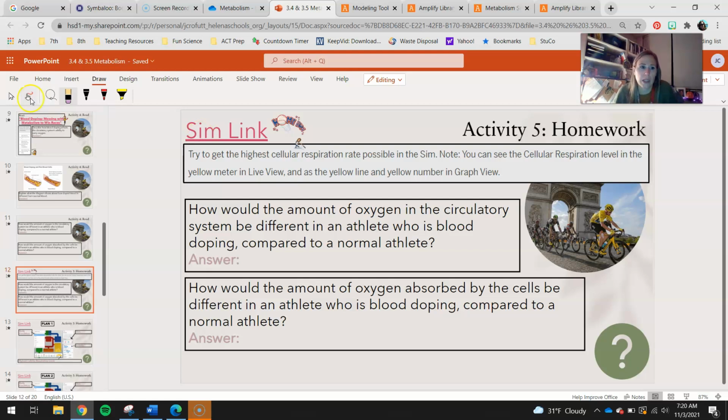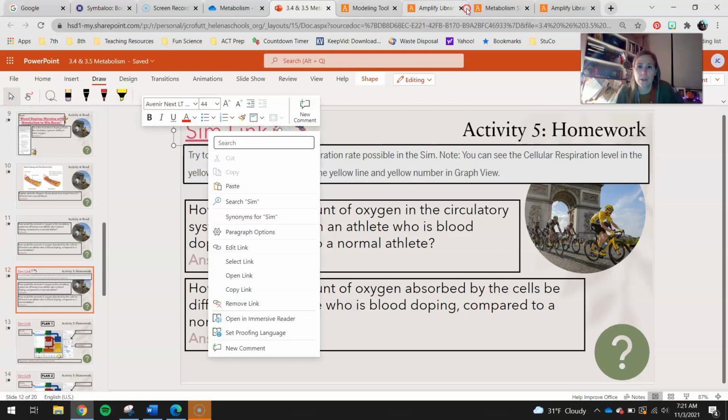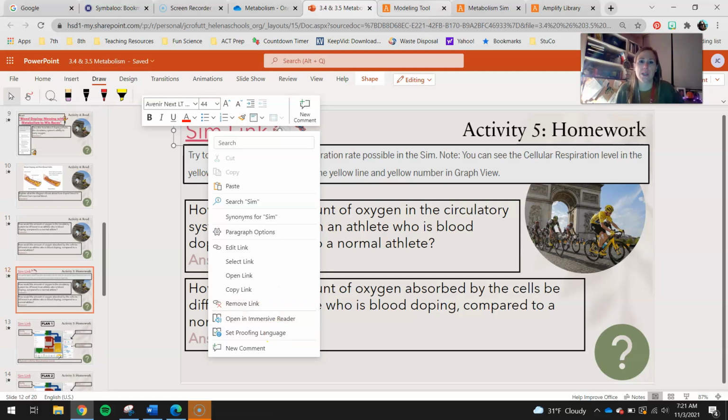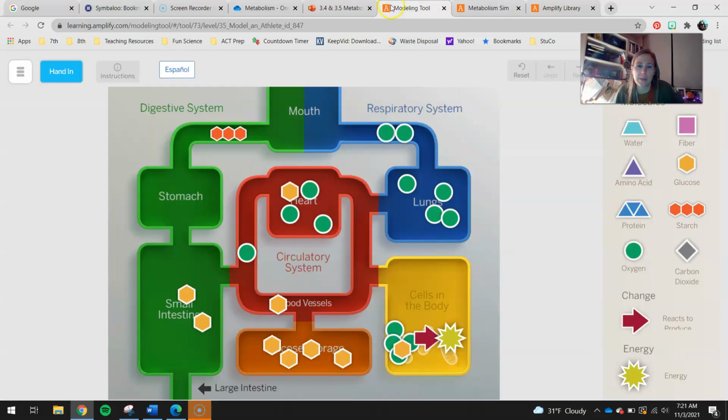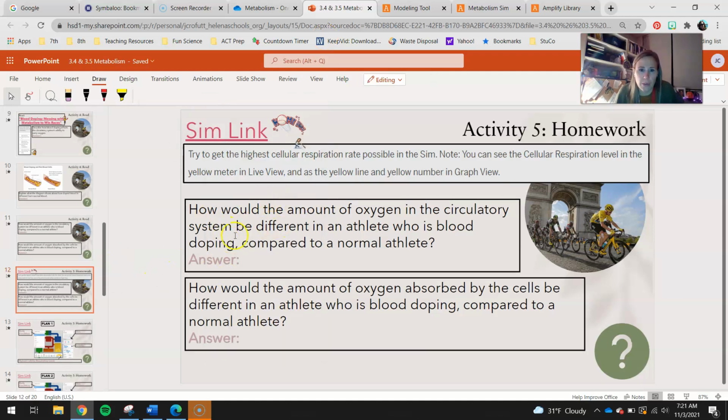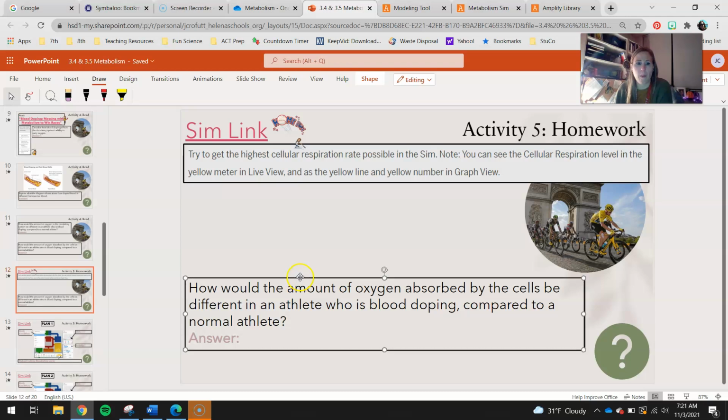So you guys will right click and open up this link. It will take you into the simulation right here. And then you guys kind of get to choose how you're exploring this. I would go to test maybe so you have kind of a time cap. But first, how would the amount of oxygen in this, oh shoot. I need to fix this, so we already answered those 2 questions. So you guys will just be doing your sim here.